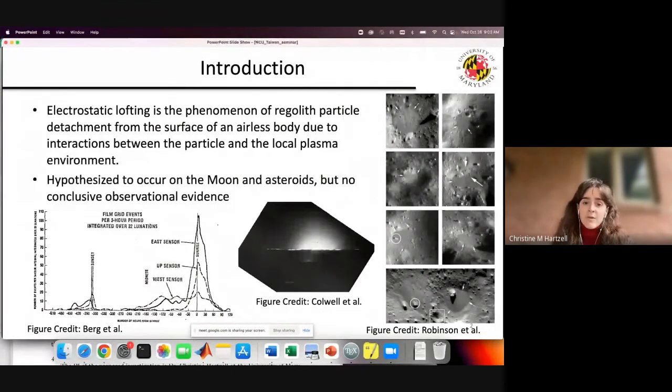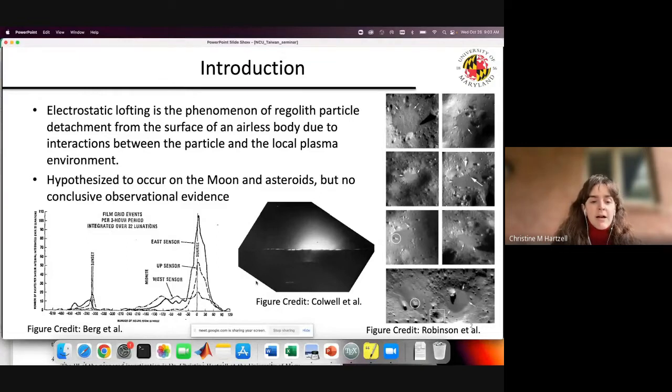So what evidence do we have that electrostatic lofting or levitation may actually occur? Well, the first piece of evidence came from the Surveyor era, before Apollo. There was this glow above the lunar horizon, and it was called the lunar horizon glow. It was thought to be caused by light forward scattering off of dust particles that were hovering above the surface. So that was the first piece of evidence that maybe some non-gravitational forces are important here.